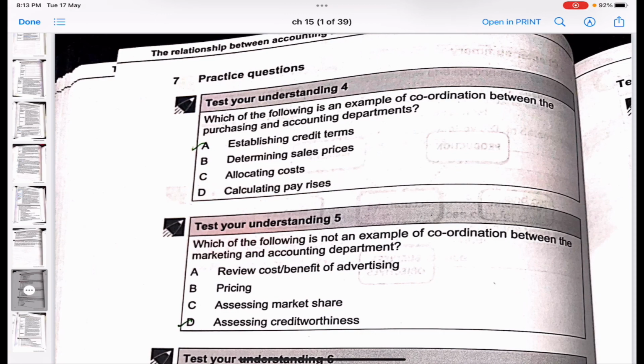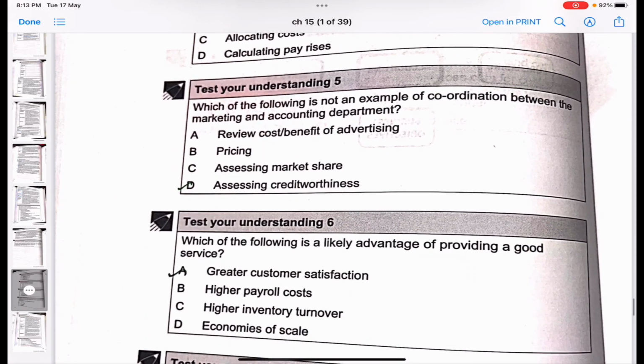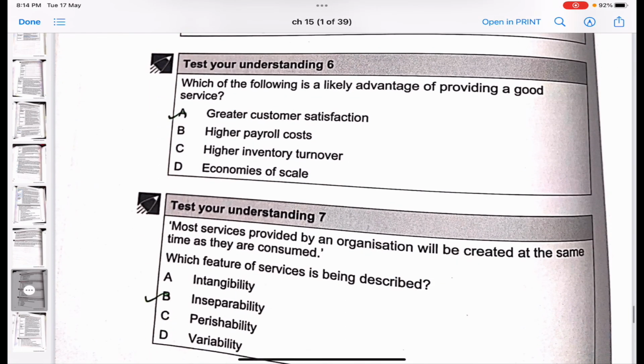Establishing credit terms. Which of the following is not an example of coordination between the marketing and accounting departments? Review cost or benefit of advertising, that is in the marketing department. Pricing, that's also done by marketing. Assessing market share, that as well. Assessing credit worthiness, that is not done by the marketing department. Which of the following is likely an advantage of providing a good service? Higher payroll costs, higher inventory turnover, economies of scale, greater customer satisfaction. As we cannot see the others, it is obviously customer satisfaction.